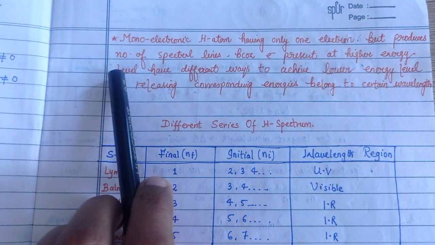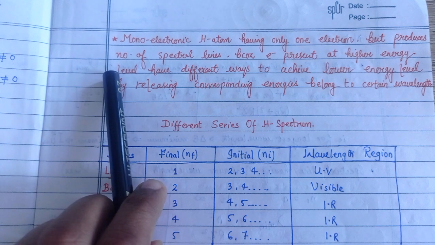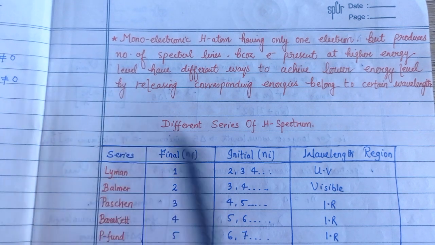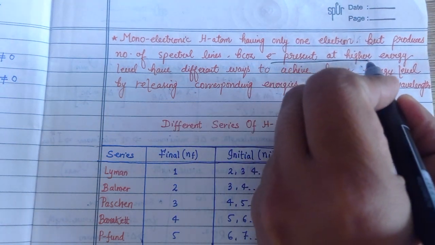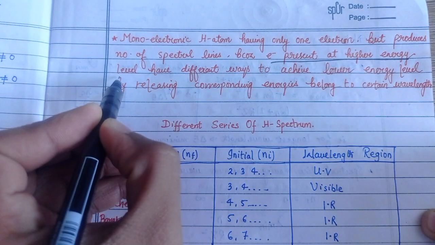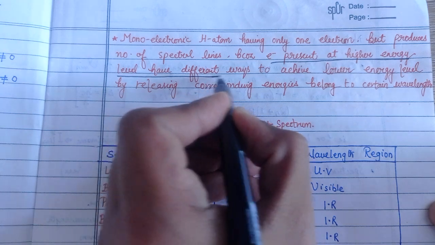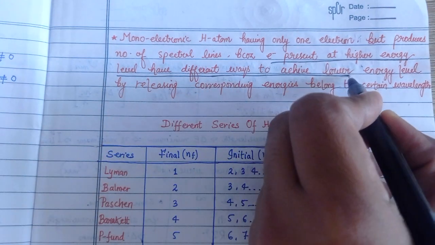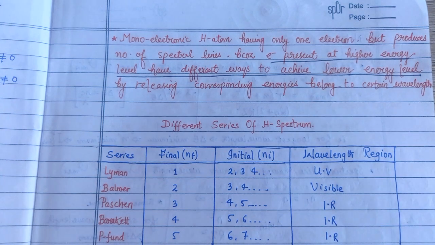This question is important for assertion and reason. They may ask why hydrogen, even having one electron, produces so many spectral lines. The answer will be that the electron present at a higher energy level, my dear students, remember this, has different ways to reach the lower energy level. These different ways result in the production of different spectral lines in the hydrogen atom.